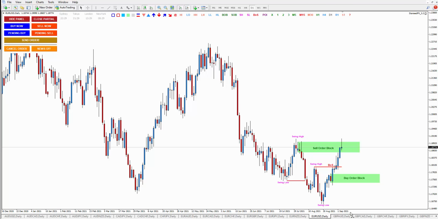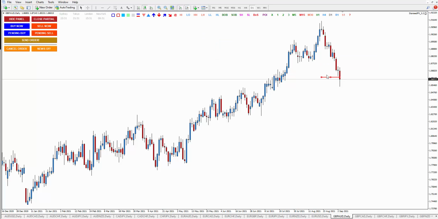All right, now let's go to Pound Aussie. This is the last breakout over here. This is our swing high. Here is our swing low, and this is the break of structure, and our order block is the last bullish candle before the breakout happened. This is our sell order block.